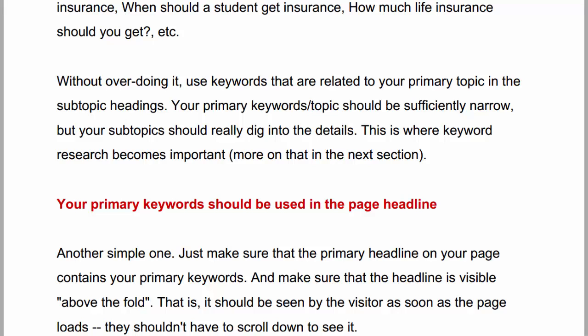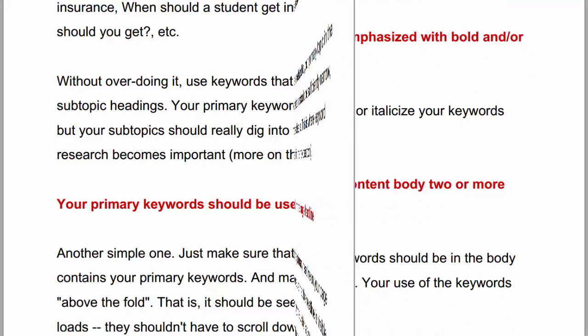Number 5. Your primary keyword should be used in the page headline. Here's another simple one. Just make sure that the primary headline on your page contains your primary keywords, and make sure that the headline is visible above the fold. That is, it should be seen by the visitor as soon as the page loads. They shouldn't have to scroll down to see it.